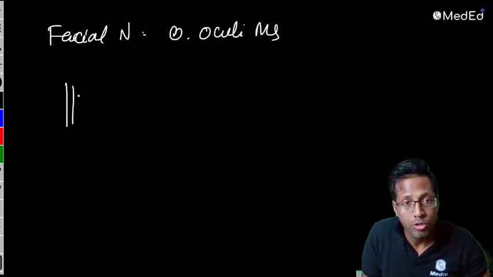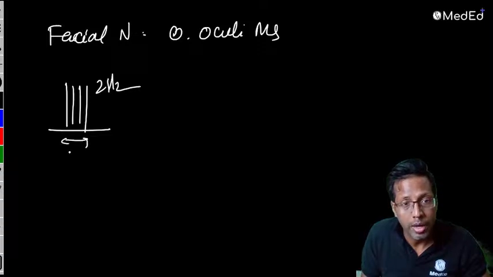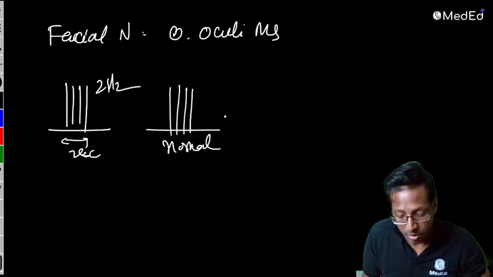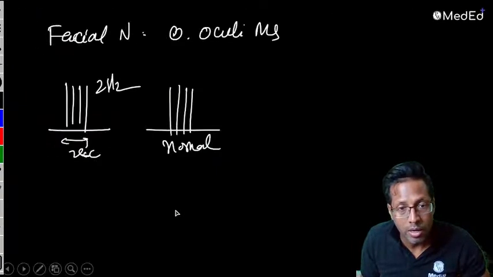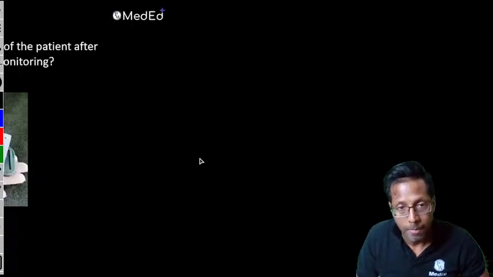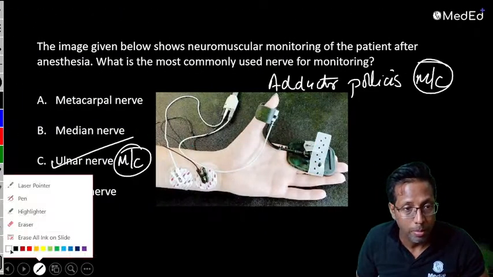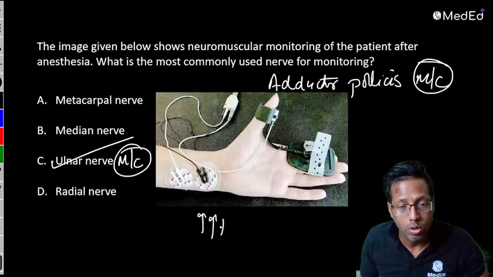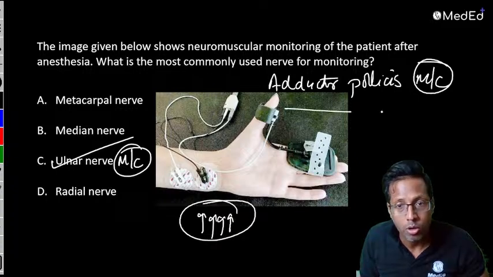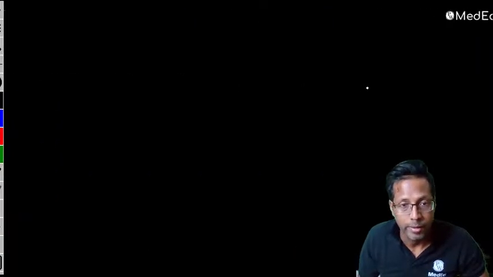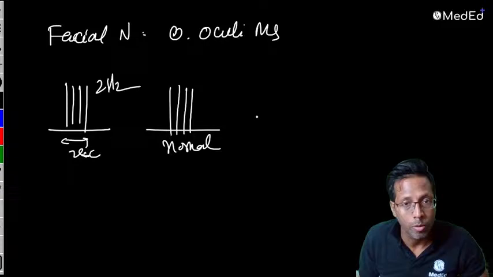What you do is you give 4 stimuli, right? Each stimulus is of 2 hertz. It's given in a span of 2 seconds. If there is no paralysis, you get the same response, which is normal. So you give 4 stimuli here, 1, 2, 3 and 4. You give it over here and you get to see the 4 responses on this side, right? If there is no block, you get a normal response.